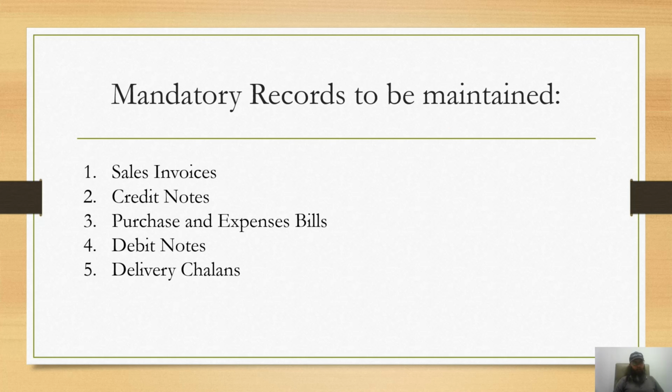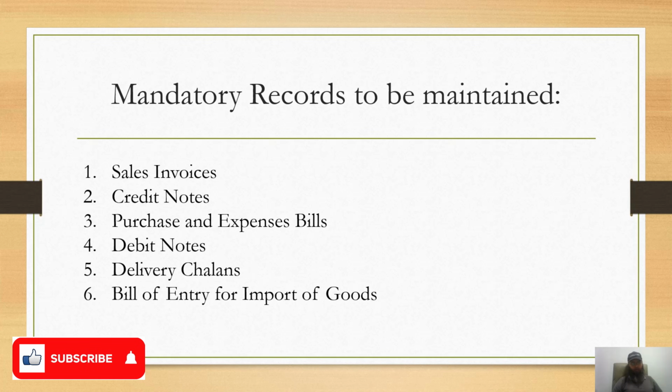Then the delivery challans. For the sales they are making, they must have the delivery challans; that is also compulsory to be maintained. Then bill of entry for import of goods. If at the port, while importing goods into the country, the business has paid any VAT, they should also keep the record of that bill of entry, and it must be recorded in the accounting system, and the physical paper bill of entry also must be filed in the filing record.